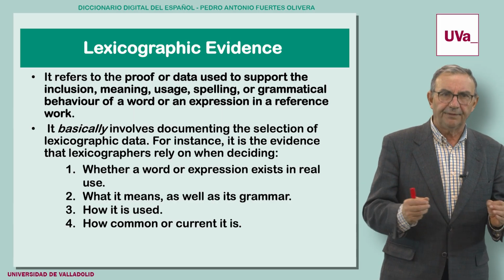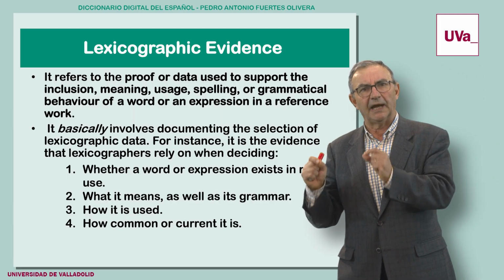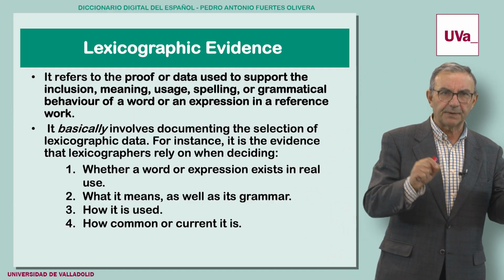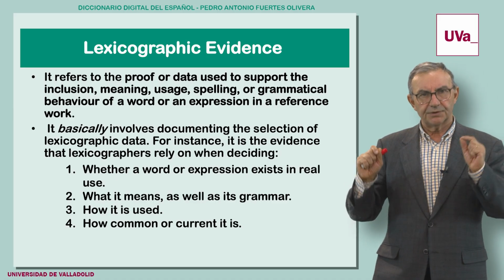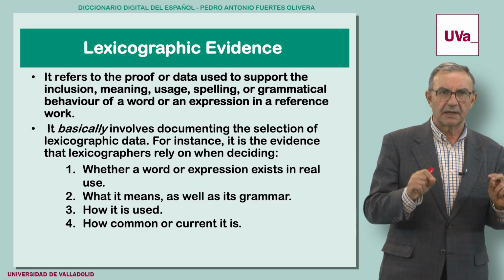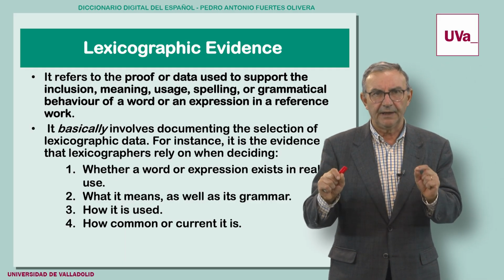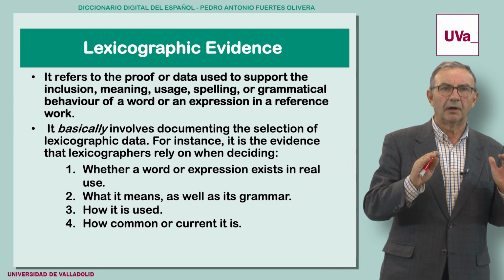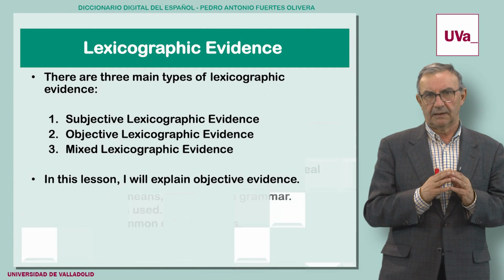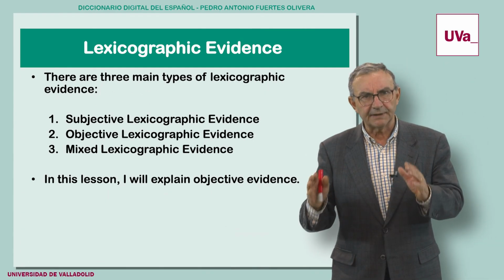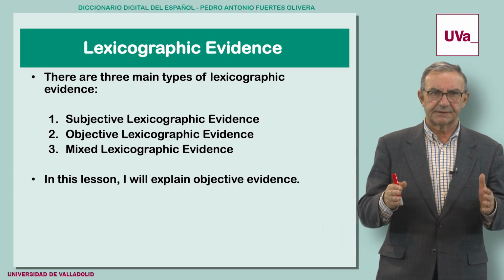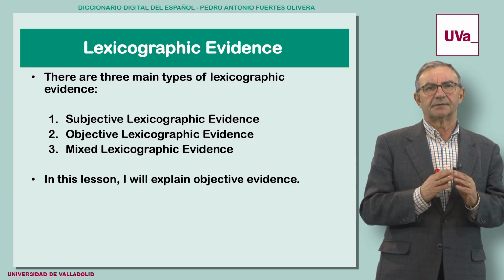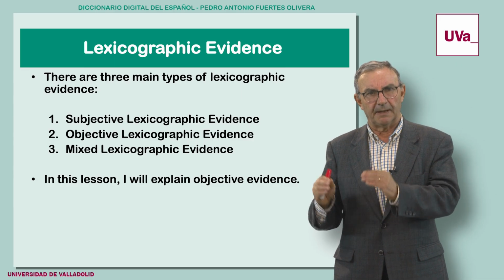It is then the evidence that lexicographers rely on when deciding: 1. Whether a word or expression is in real use, 2. What it means as well as its grammar, 3. How it is used, and 4. How common or current it is. There are 3 main types of lexicographic evidence: subjective, objective, and mixed. In this lesson, I will explain objective evidence.